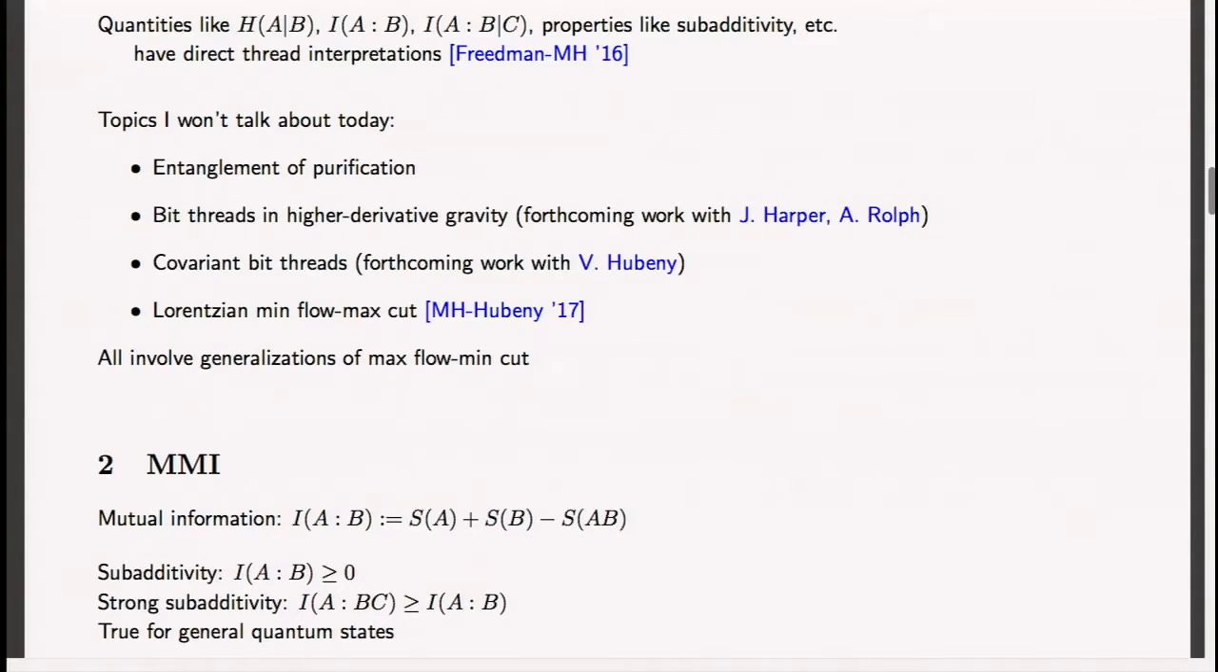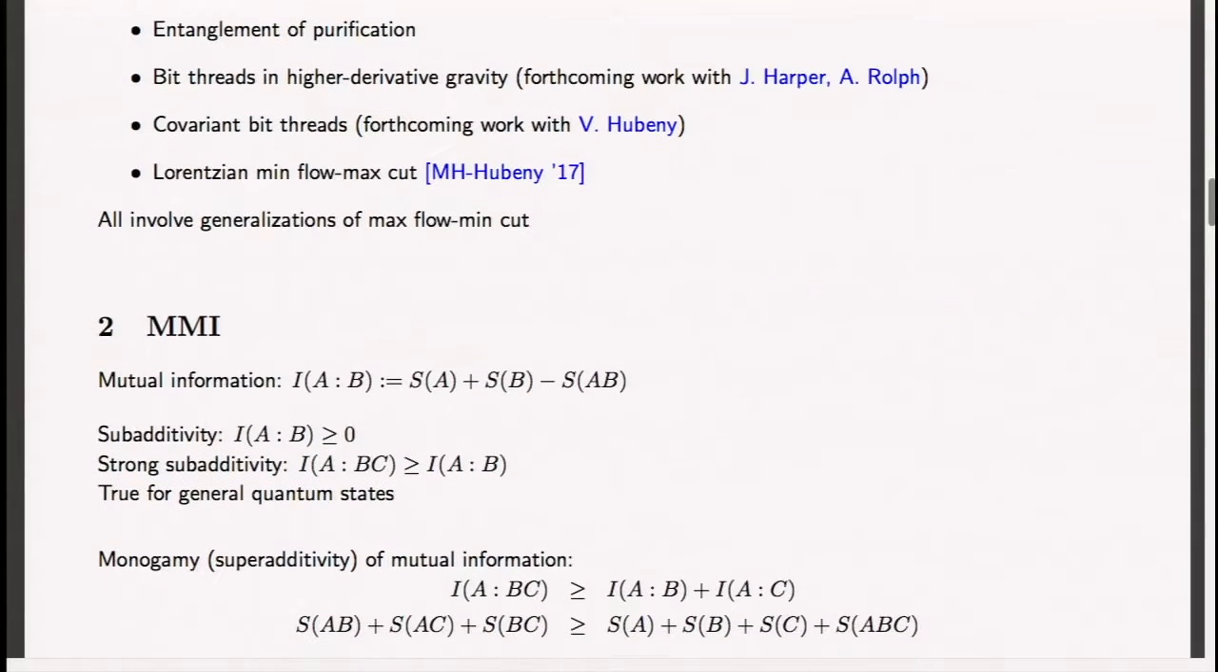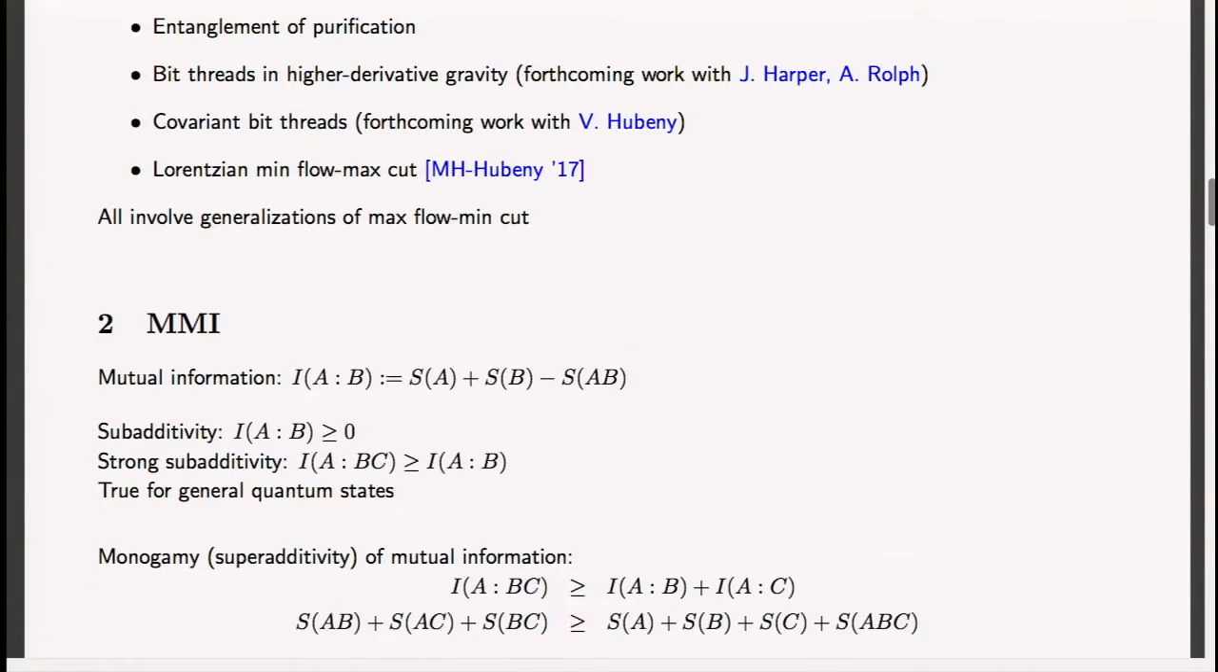But then there's an inequality that's special to holographic systems, which is this one, which should have been called superadditivity of mutual information, but we called it monogamy of mutual information. It's superadditivity because it's saying that not only is the mutual information between A and BC larger than that between A and B, which you know from strong subadditivity, but it's actually superadditive. You can rewrite it in terms of the entropies, and when you do that, you see that it's permutation symmetric under exchanging A, B, and C.